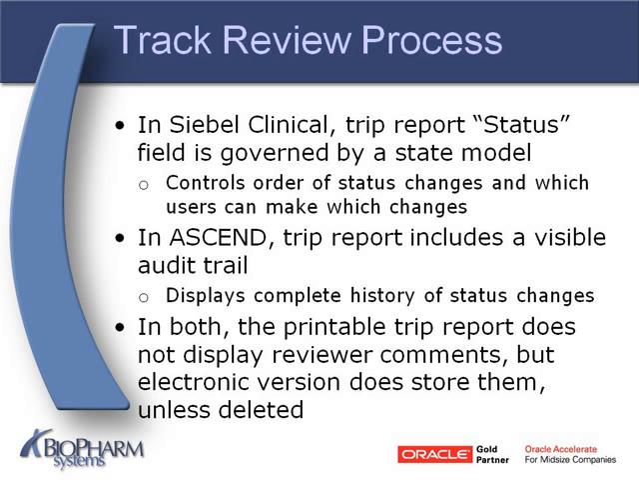In addition to that, in Ascend, what we've done is include a visible audit trail as well. So anytime a status of a trip report does change, we capture it in a visible audit trail, not only in the audit trail in the back end, but we make it part of the trip report approval history in the trip report itself. So in the actual trip report, when you're printing it, that audit trail history of reviews and approvals is also attached directly to the trip report.